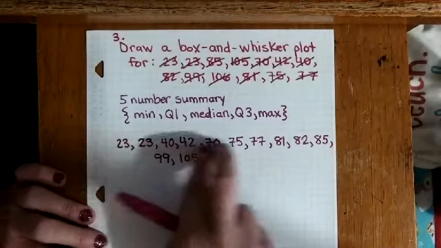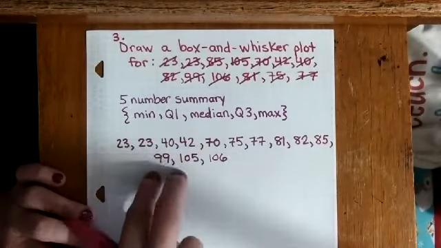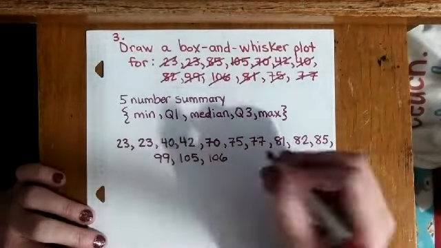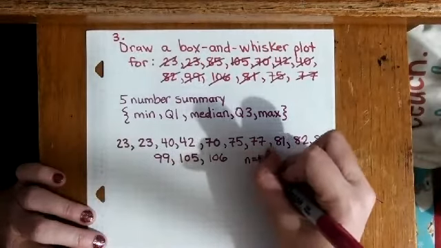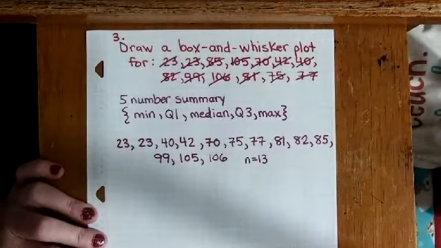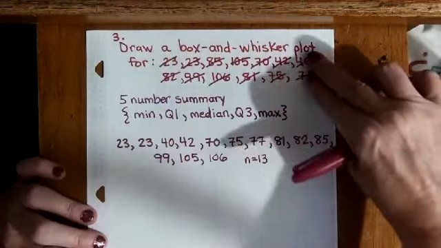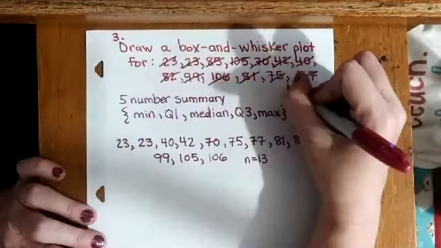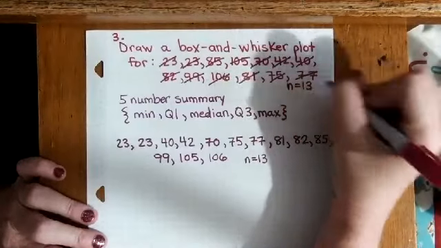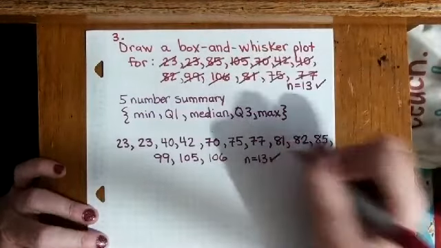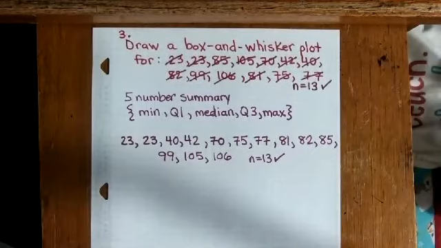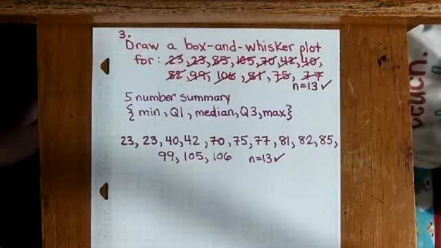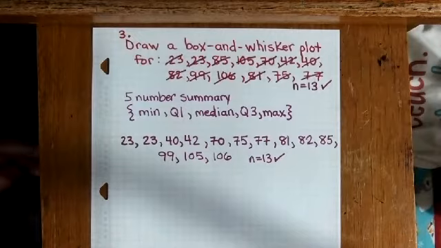2, 4, 6, 8, 10, 12, 13. We have 13 entries in our sorted list. We have 2, 4, 6, 8, 10, 12, 13 entries in our original list. So that checks off, gives me confidence to move forward. Double check that the list looks sorted, looks like it's in order.